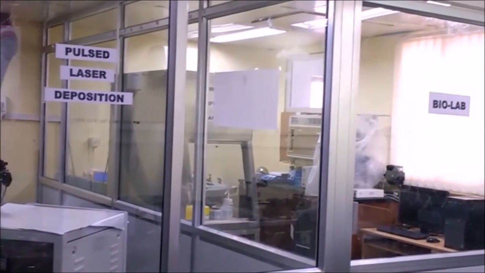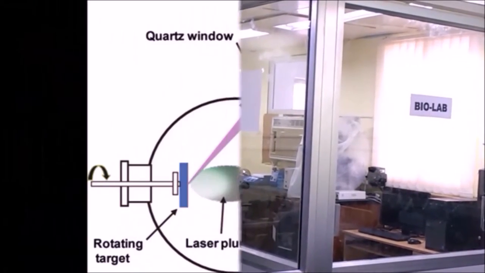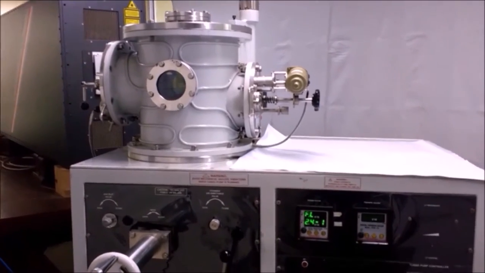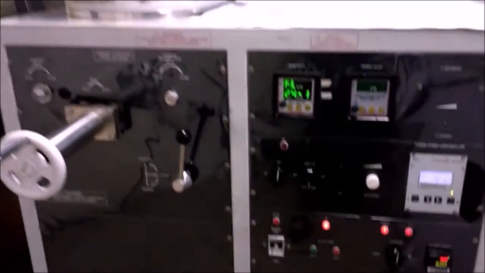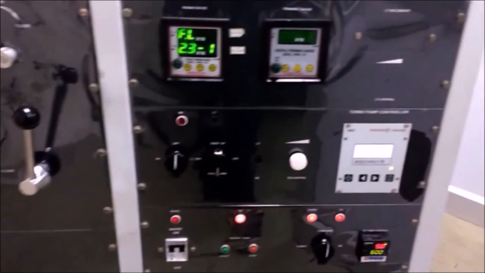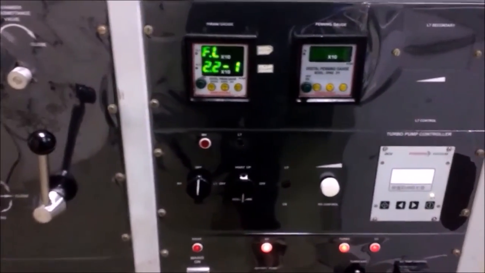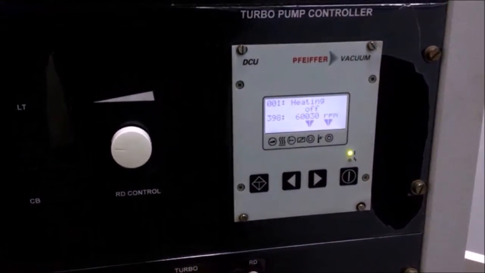This is our pulse laser deposition facility. In the laser ablation process, the target material gets ablated by a high-power laser producing a plasma plume, which then expands and condenses over the substrate to be coated. Reproduction of the exact stoichiometry is possible in this technique. An ultra-high vacuum of 10 power minus 7 millibar is achieved in the vacuum chamber as a turbomolecular pump is used for creating the vacuum.